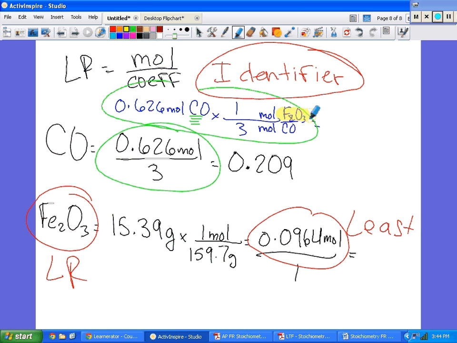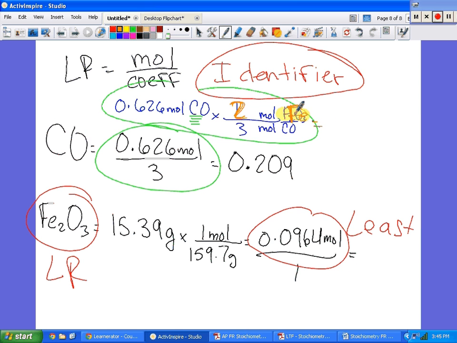Yes, sir? I thought to find the limiting reactant, you had to take both reactants and convert them to the same product. All right, let's try that. Pick one of the reactants. Pick any of them. Fe. Why Fe? Because it's the smallest. So if I convert this to 2, okay. All right, this time I'm just going straight to Fe.